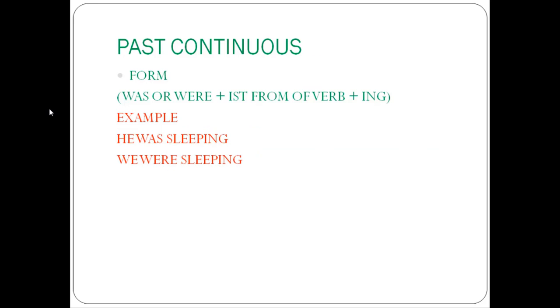So after this we move toward the past continuous tense. In past continuous tense we always use was or were plus first form of verb plus ing. In continuous tense mostly we use ing with first form of verb. For example, he was sleeping, we were sleeping.